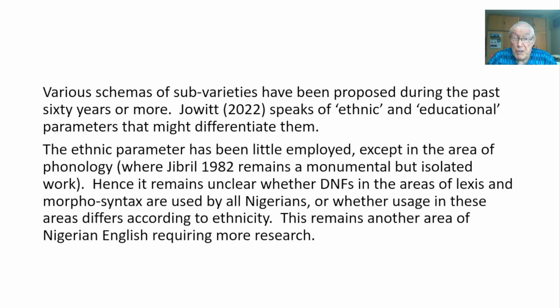Various schemas of sub-varieties have been proposed during the past 60 years or more. Jowitt, 2022, speaks of ethnic and educational parameters that might differentiate them. The ethnic parameter has been little employed, except in the area of phonology, where Jibril, 1982, remains a monumental but isolated work. Hence, it remains unclear whether DNFs in the areas of lexis and morphosyntax are used by all Nigerians, or whether usage in these areas differs according to ethnicity. This remains another area of Nigerian English requiring more research.